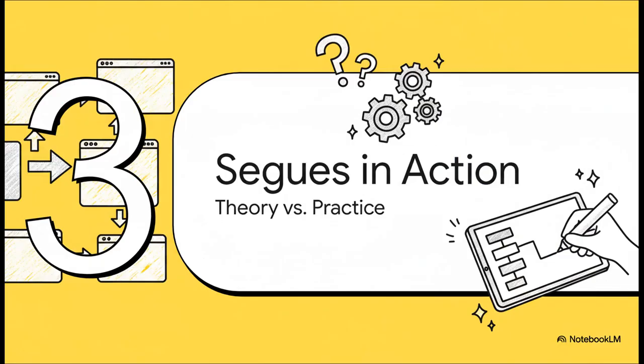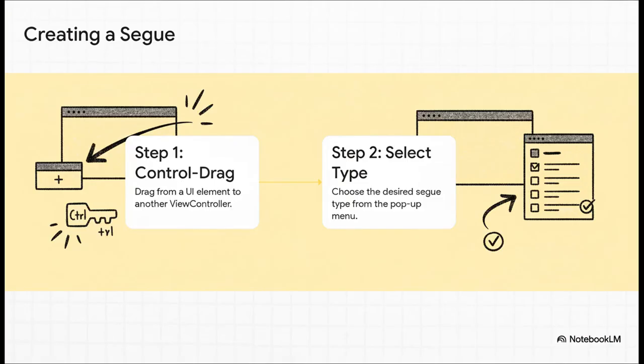Okay, enough theory. Let's shift gears and see how this all plays out in the real world. How do you actually put these things to work in a project? Creating a segue visually is honestly ridiculously fast. You literally just hold down the control key, click on a button, and drag a line over to the screen you want to go to. A little menu pops up, you pick the kind of transition you want, and boom, that's it. You've just wired up navigation in like 5 seconds.